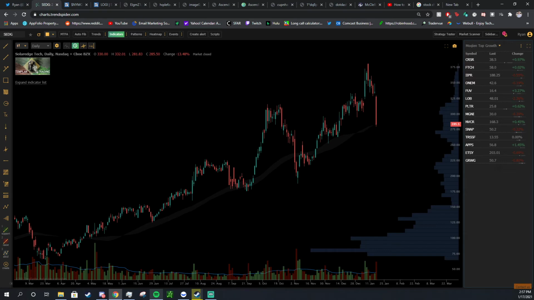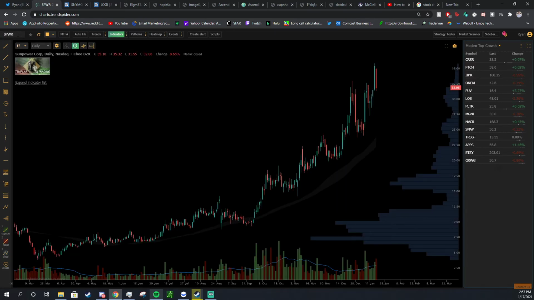SPWR will be huge one day if they do that. SunPower, same thing, man. Great solar company. We've tested this, or we've held that 50-65 MA pretty well. We did dip a little bit below it before, but we're pretty much staying above that. I like it a lot.